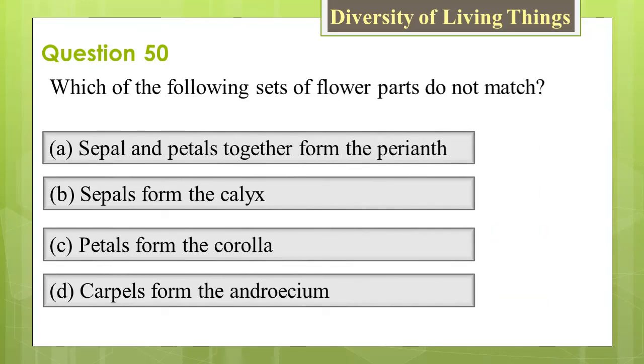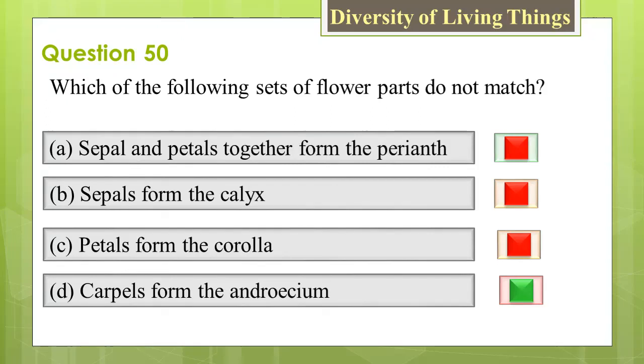Question 50. Which of the following sets of flower parts do not match? A. Sepals and petals together form the perianth. B. Sepals form the calyx. C. Petals form the corolla. D. Carpels form the androecium. Which of the following alternatives is a correct alternative? The correct alternative is D. Carpels form the androecium.